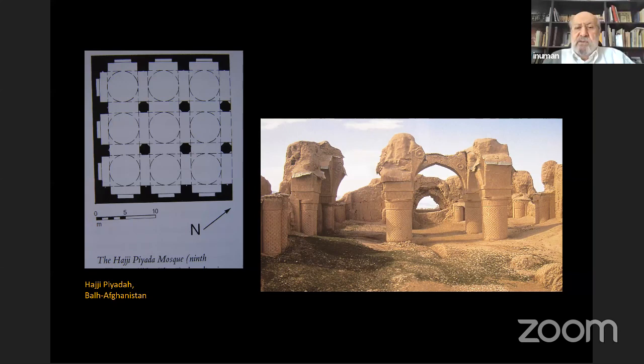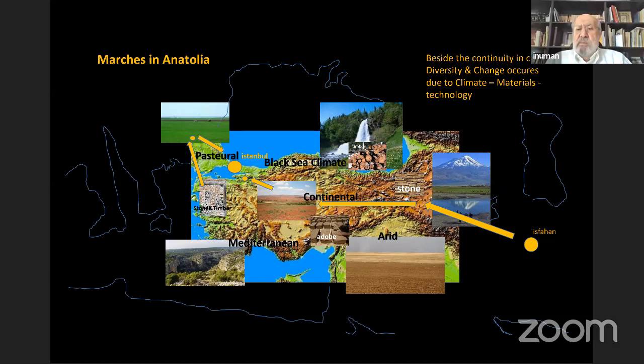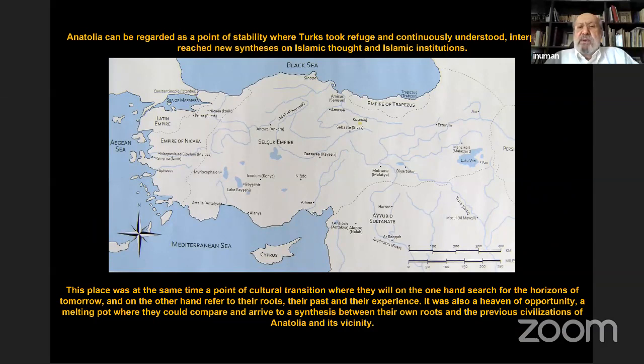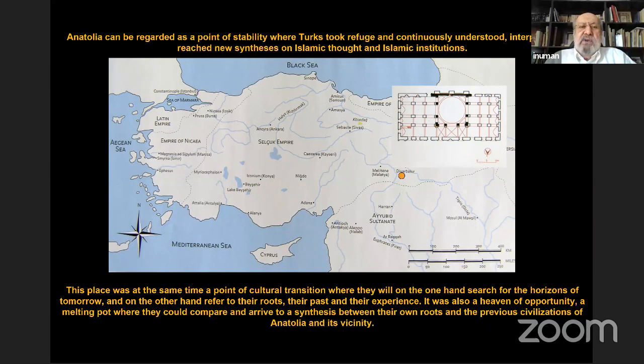So when they move to Anatolia, they have different culture, different climate, and different cultures impact on Anatolia. So we see that Anatolia can be regarded as the point of stability for the Turks to make the reach of new styles, reach of synthesis through Islamic thought, what they see in Anatolia.